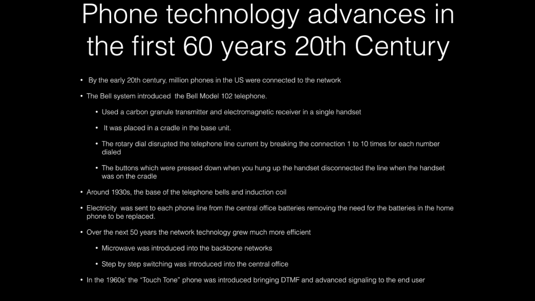In the backbone networks, things like microwave were introduced, and step-by-step switching was introduced into the central office. Again, we're not going to deep dive into this stuff. And then by the 1960s, the touch-tone phone was introduced, bringing what we call dual-tone multi-frequency, or DTMF, and advanced signaling capabilities to the end user. Pretty cool stuff.